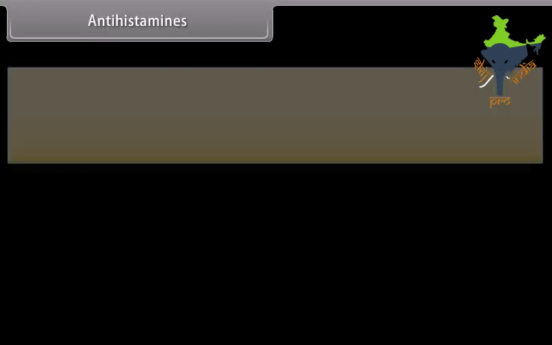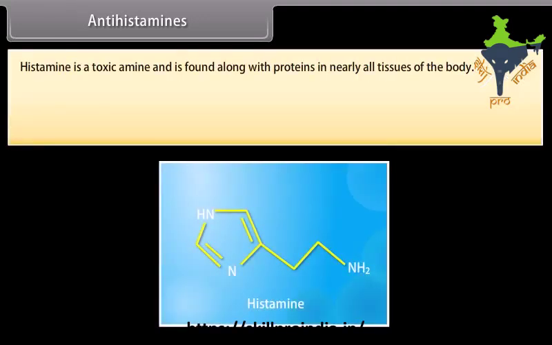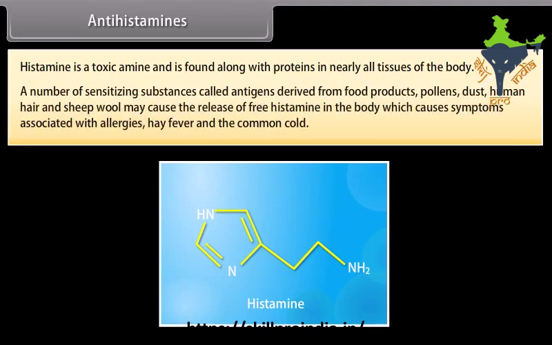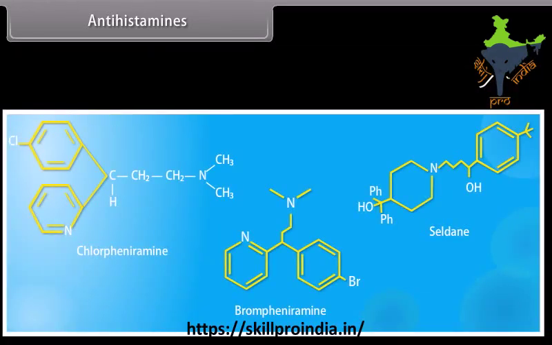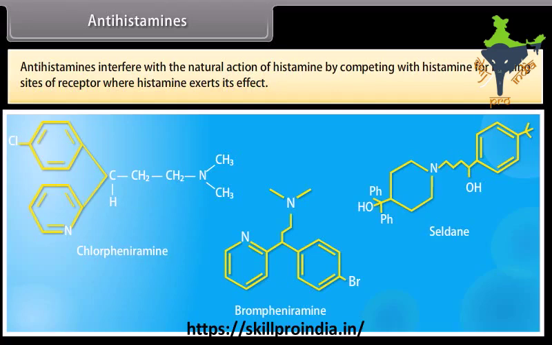Antihistamines. Histamine is a toxic amine and is found along with proteins in nearly all tissues of the body. A number of sensitizing substances called antigens derived from food products, pollens, dust, human hair and sheep wool may cause the release of free histamine in the body, which causes symptoms associated with allergies, hay fever and the common cold. An antihistamine relieves these symptoms by blocking the action of histamine. For example, chlorpheniramine, brompheniramine and Seldane. Antihistamines interfere with the natural action of histamine by competing with histamine for binding sites of receptor where histamine exerts its effect.